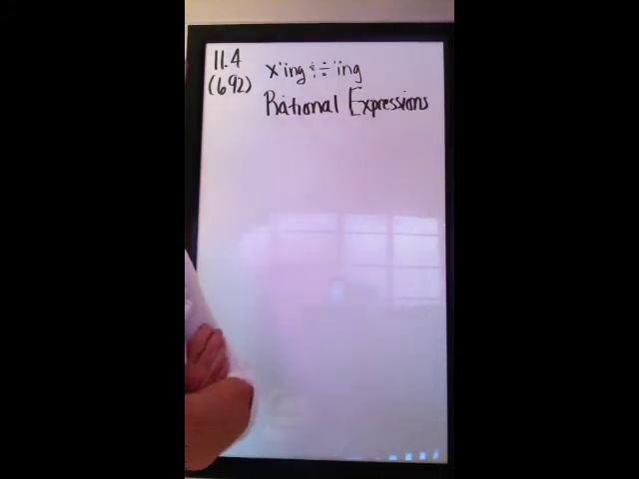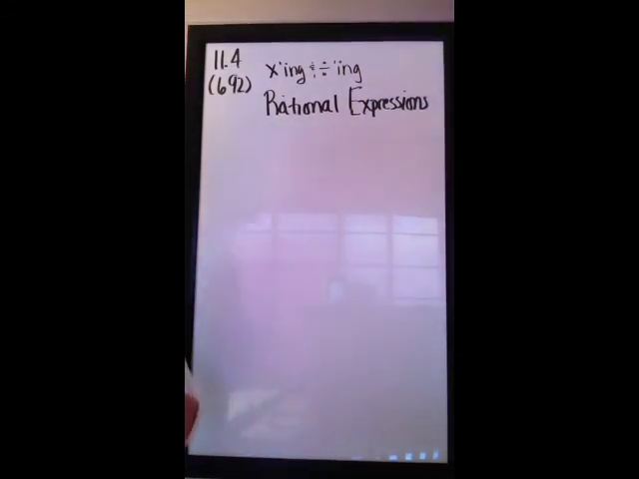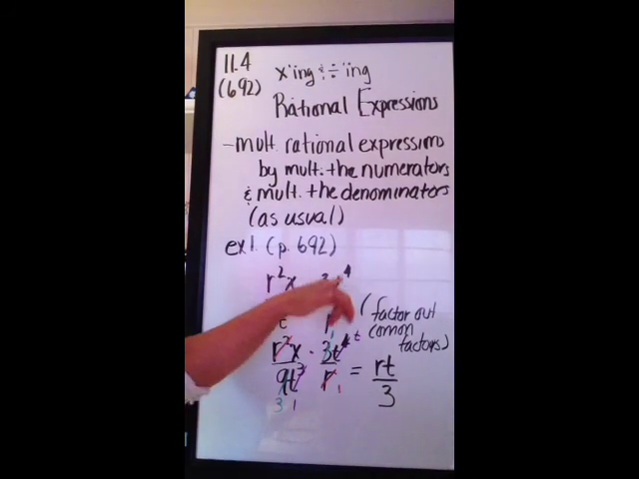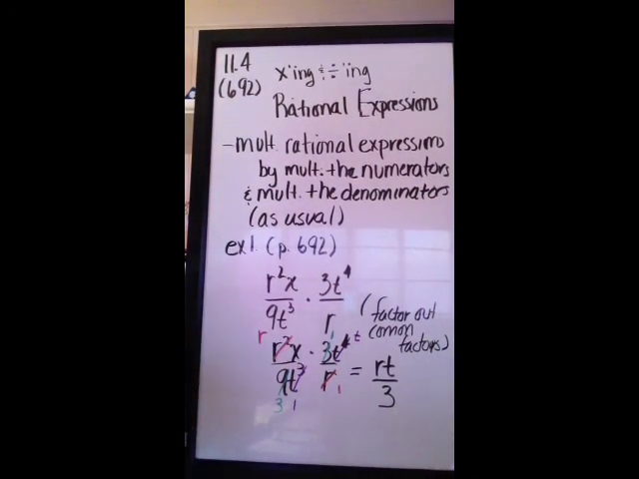Welcome back. Today we're going to do lesson 11.4. It's on page 692 in your book. It is on multiplying and dividing rational expressions. Okay, let's look at example 1a on page 692. It's r squared x over 9t to the third times 3t to the fourth over r.